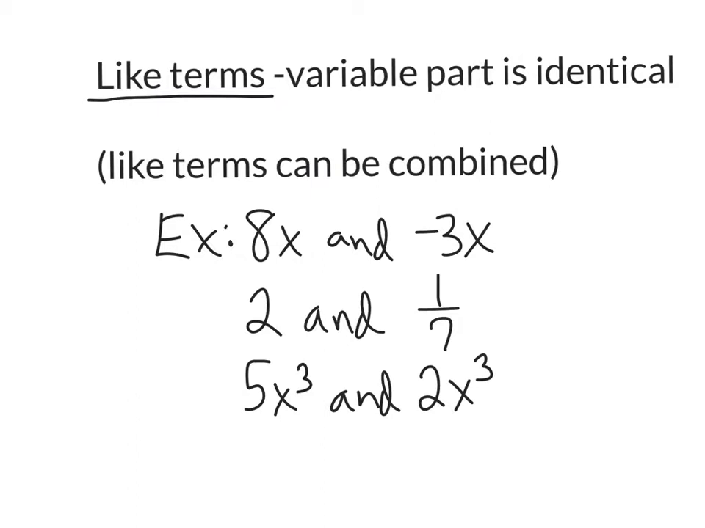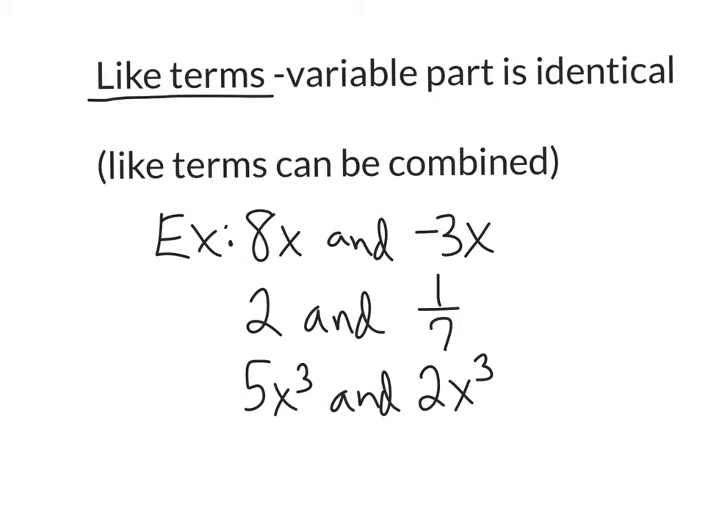Like terms, we talked about before. Like terms, the variable part is identical. And the reason like terms are important is because like terms can be combined. So if we have an expression or an equation, we can combine like terms. Some examples: 8x and -3x. Those both have just an x on them. 2 and 1/7. Those are like terms. They're both constants. We know we can add just numbers together.